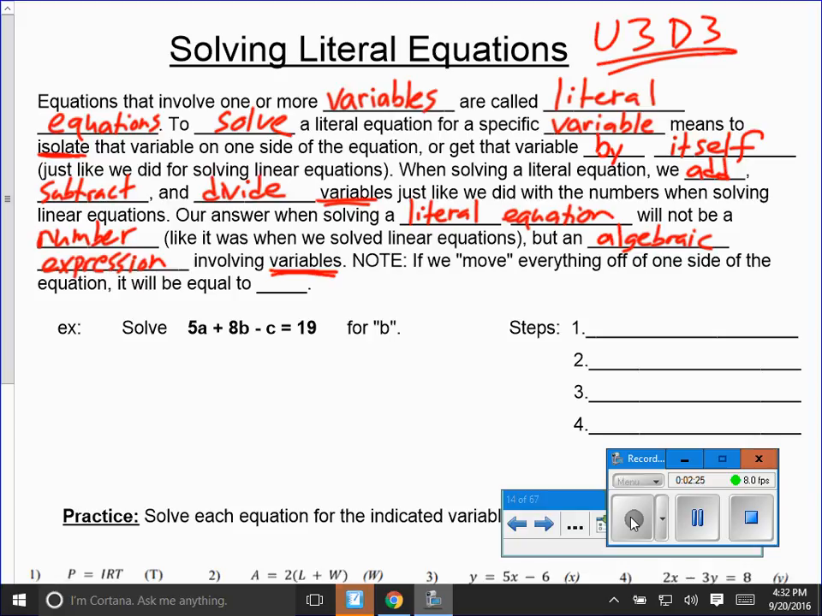One thing to note, if we move everything off of one side, that side will be equal to 0. And that's something we're going to use later on when we start working with quadratics. This process where we're moving everything around, the skill we're trying to work on here, is called algebraic manipulation, which just means moving things around in an equation.